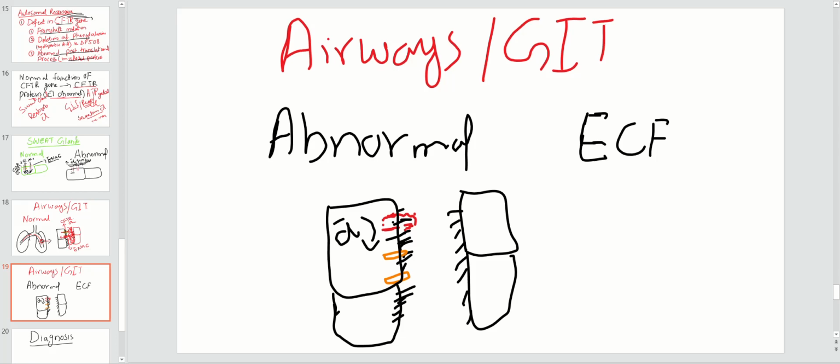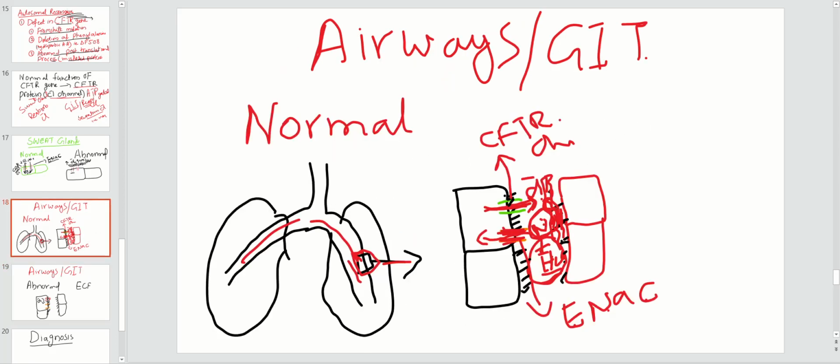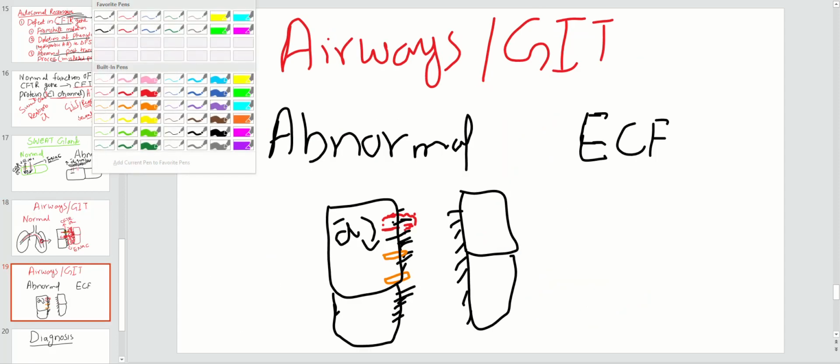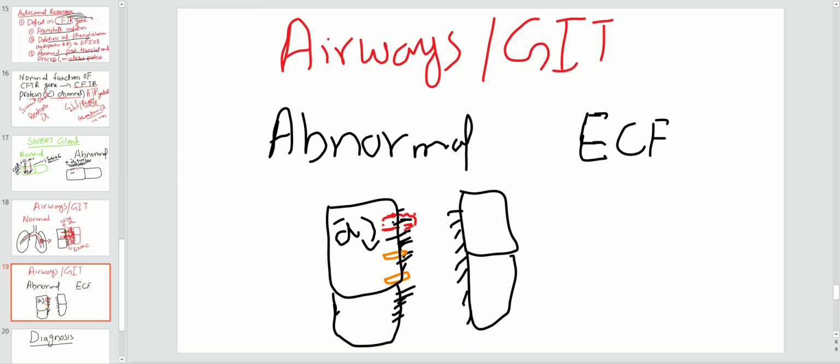Normally, chloride is secreted over here and this channel is tonically inhibited. So you have a high concentration of sodium and water here, which keeps the mucus hydrated. Now, your channel is not working due to mutation, so chloride will stay inside.